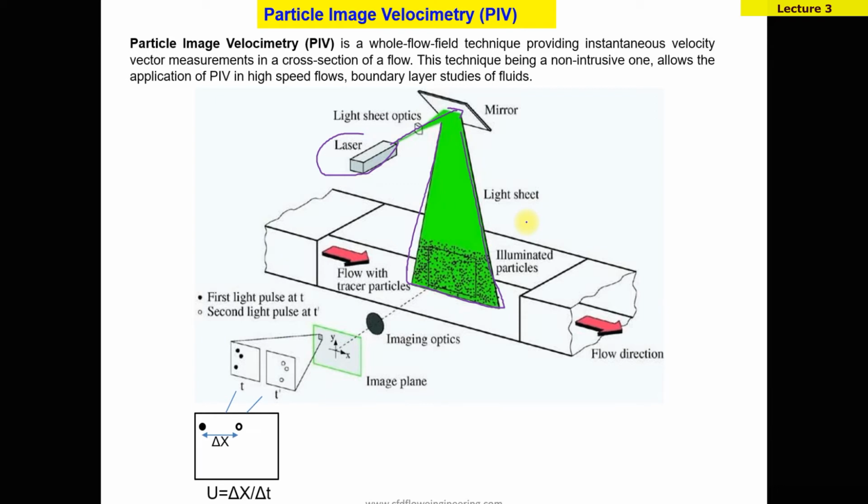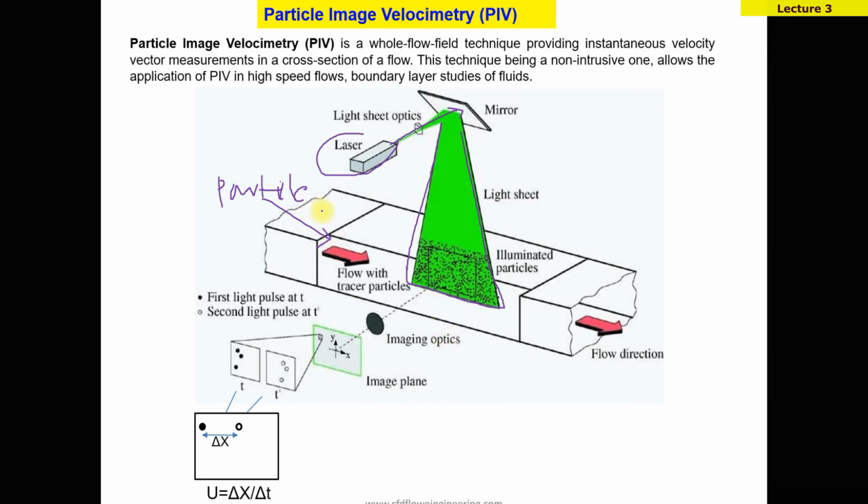to visualize the flow. But how can we visualize the flow? We have to seed the flow with particles. Here the flow is there. Then we can add the particles in the flow so that we can see this particle motion in the laser sheet. Using this laser sheet, we can find out the displacement of the fluid flow.